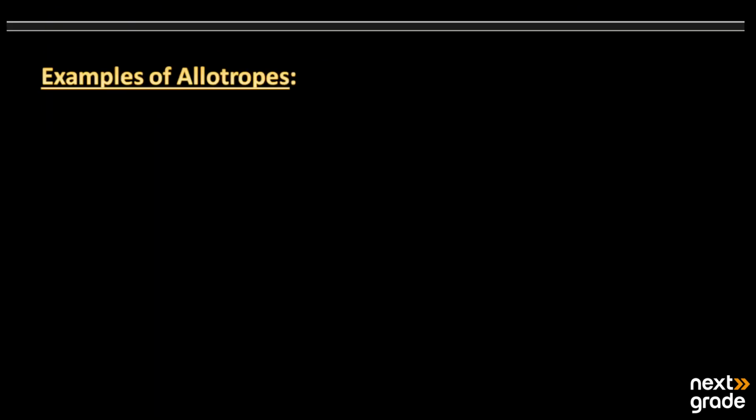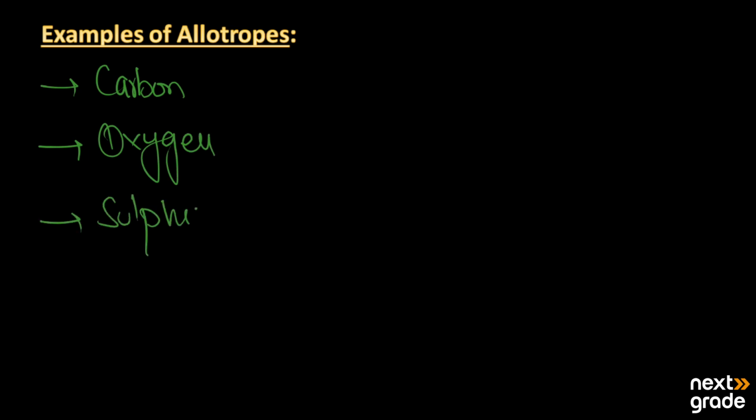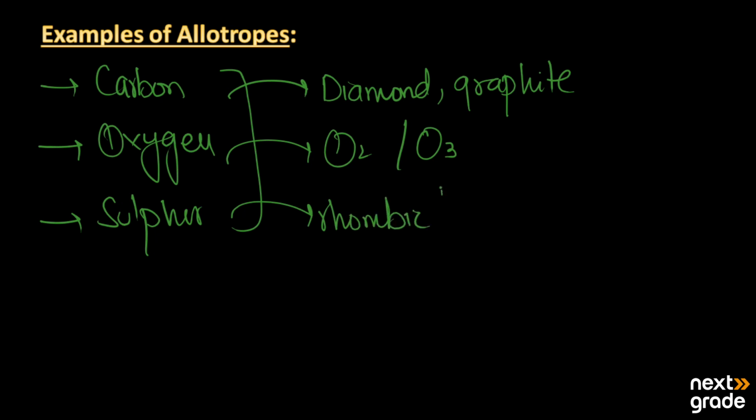Next we have some examples of allotropes. For example, we have carbon, we have oxygen, we have sulfur, and many more. Carbon can exist in the form of diamond and graphite. Oxygen can exist in the form of O2 and O3, and sulfur can exist in the form of rhombic, and the second state is monoclinic. So all these are examples of allotropes.